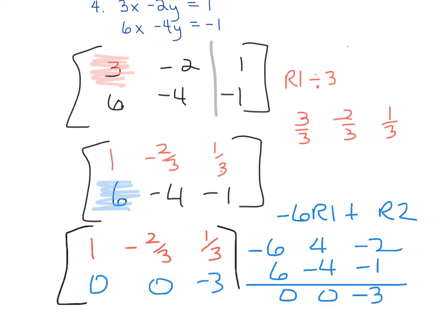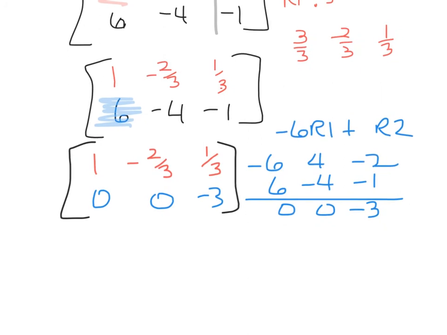My first column is done. My next thing I need to work on is making this 0 become a 1. Remember, to do that, we were dividing by itself. But 0 divided by 0 is undefined. So when this occurs and you've got a 0 in a 1 spot, the answer is no solution. So if you end up with a 0 in a 1 spot, we can't turn that 0 to a 1, so there's no solution.